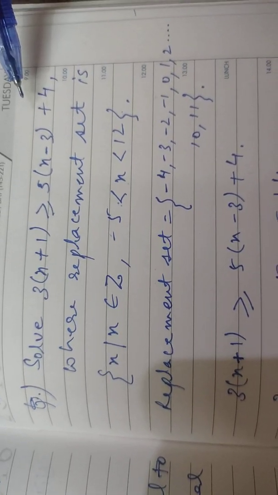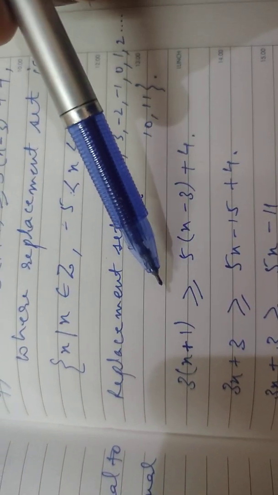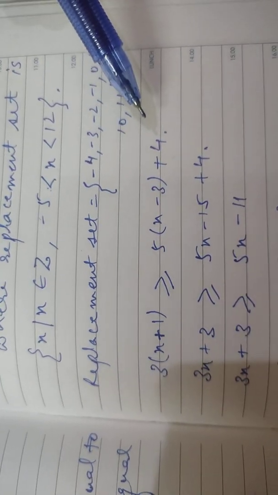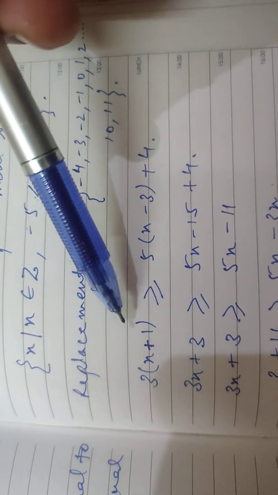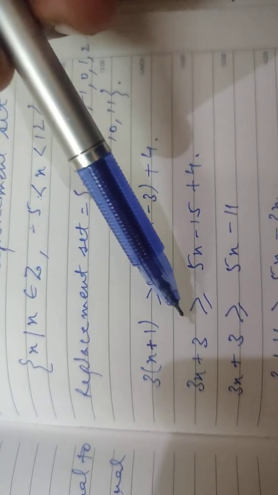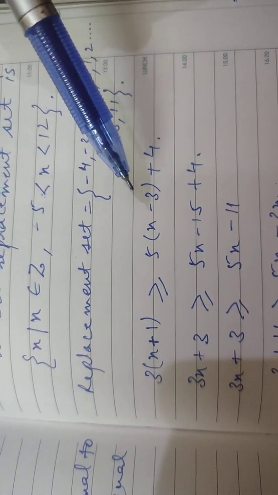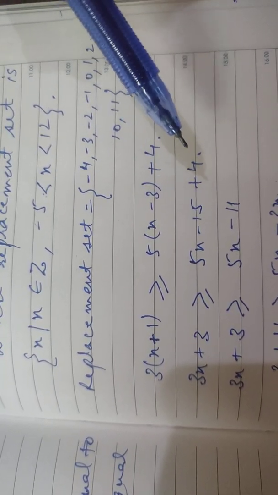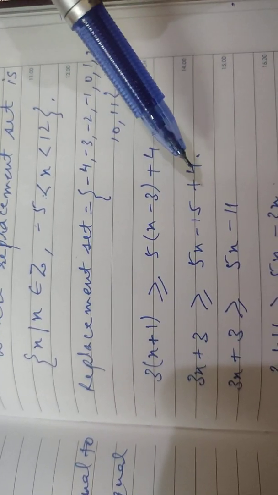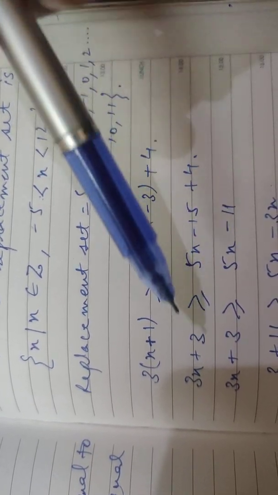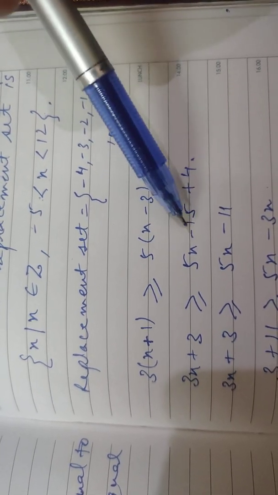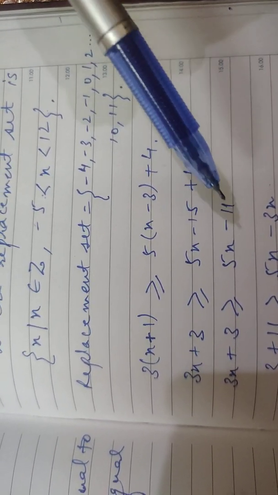Now coming back to the linear equation, what they have given to us is 3(x + 1) ≥ 5(x - 3) + 4. Now first we are going to open the brackets. This will be 3 into x as 3x, and then 3 into plus 1 will be plus 3, greater than equal to, again the second bracket, 5 into x will be 5x, then 5 into -3 will be -15, plus 4. Now as you can see, these two are like terms, so we are going to solve it, and in the next step it will be 3x + 3 ≥ 5x - 11, because -15 + 4 is -11.